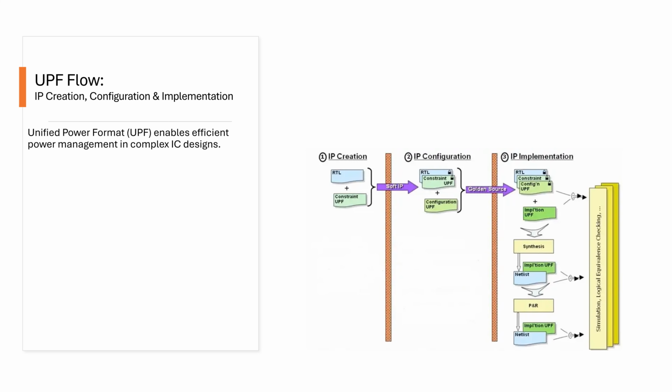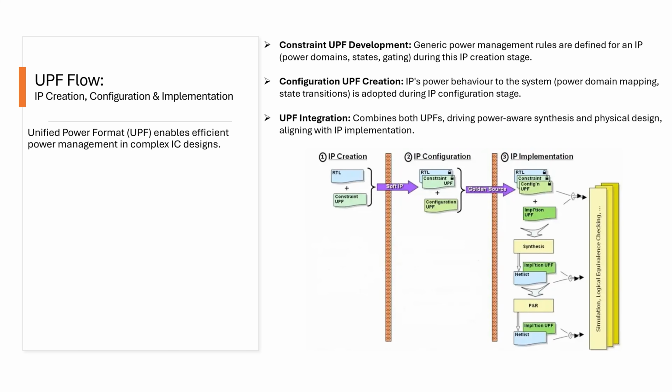During this IP creation or module level, we generally use the constraint UPF. So what does it do? The constraint UPF defines generic power behavior, for example, power domains, power states, gating, isolation cells, switches, etc.